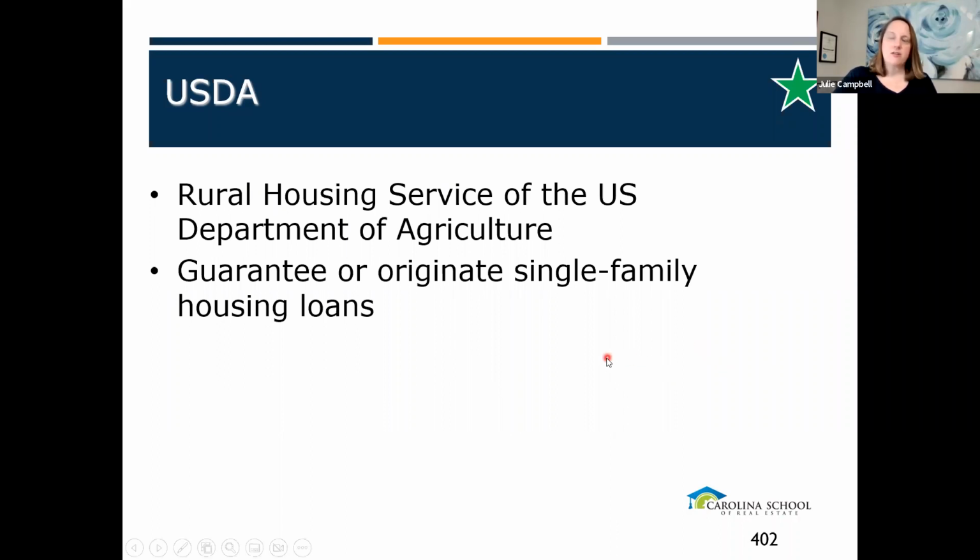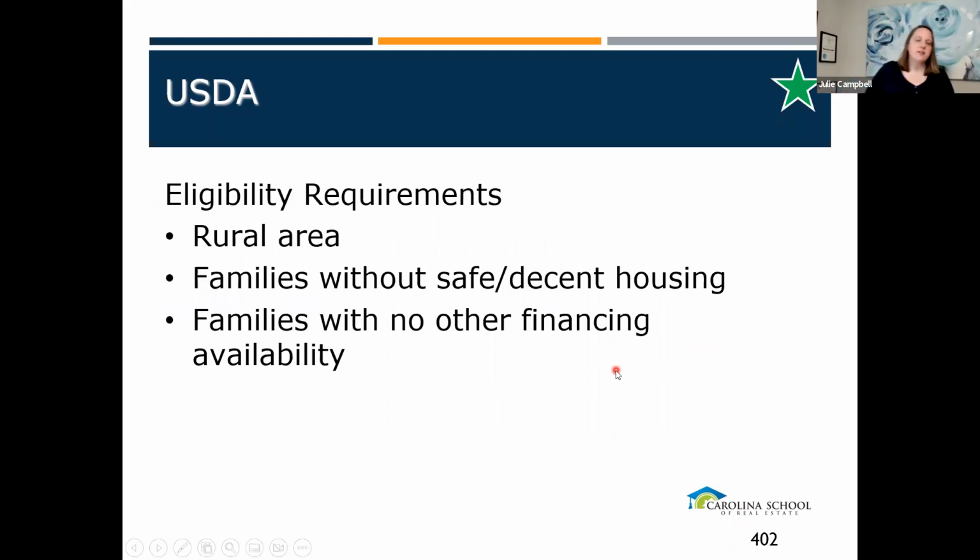With USDA, there are some eligibility requirements. Again, it's got to be in a rural area. The property has to qualify. Families that currently don't have safe or decent housing may qualify. Families that can't get any other financing. Again, low to moderate income families in rural areas may qualify.